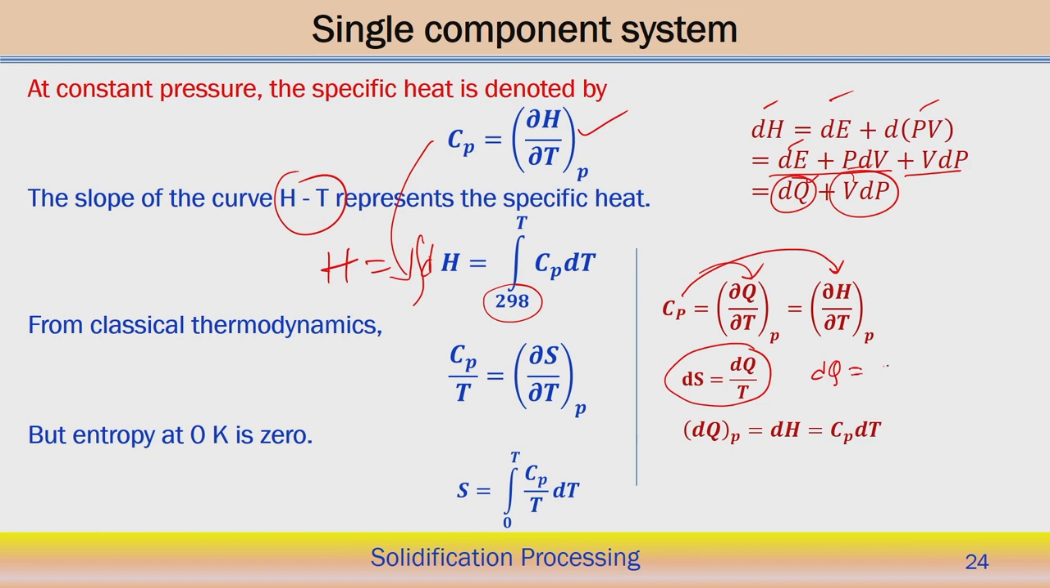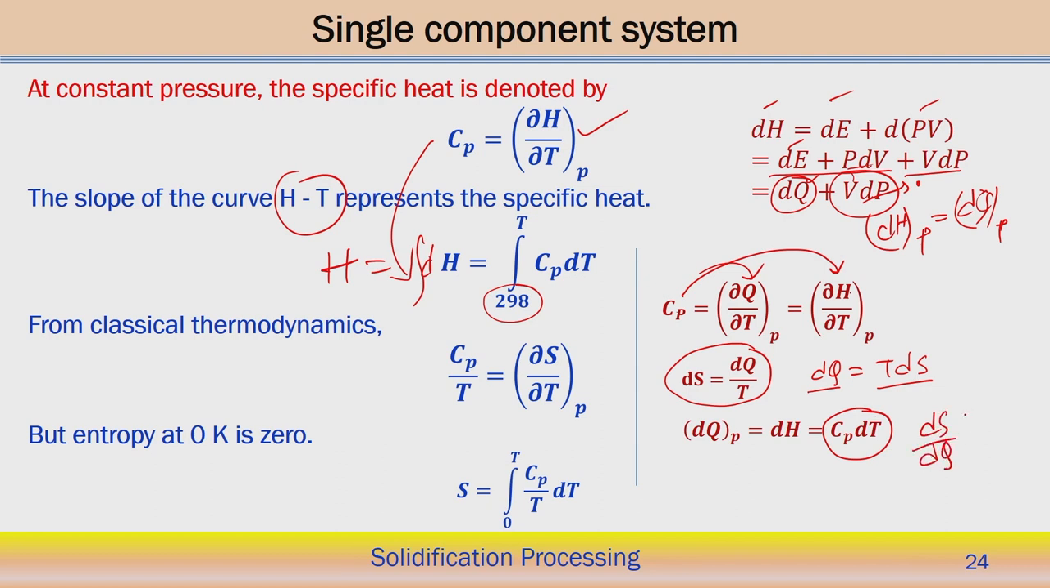So dQ equals TdS, and we can utilize this expression here. dQ at constant pressure equals dH. How is this coming? Because dH equals dQ plus VdP, and if you put pressure as constant, this term will be 0, so dH is basically dQ at constant pressure. Therefore dQ at constant pressure is equivalent to dH, the change of enthalpy of the system, and dH is equivalent to Cp into dT. So from the definition of Cp, dH equals Cp into dT, and dQ equals TdS.